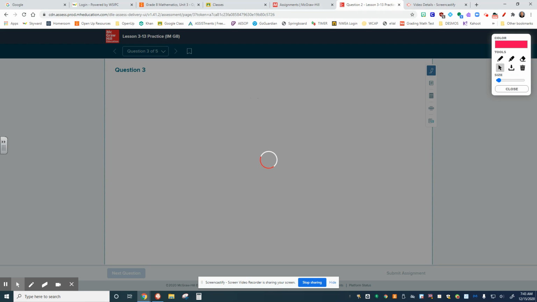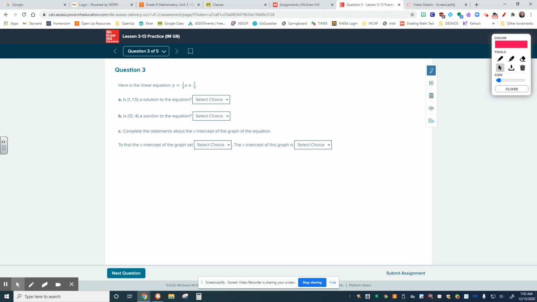Number 3, we have the linear equation y equals 1/4 of x plus 5/4. We need to know, is the solution 1 and 1 5/10 really a solution to the equation? Remember, it will make the equation true, so we're testing to see if 1 5/10 is equal to 1/4 of 1 plus 5/4. We also need to check, and I write this question mark because we're questioning whether it's equal or not, if 4 is equal to 1/4 of 12 plus 5/4. In order to make this a true statement, the two expressions have to be equal to each other.